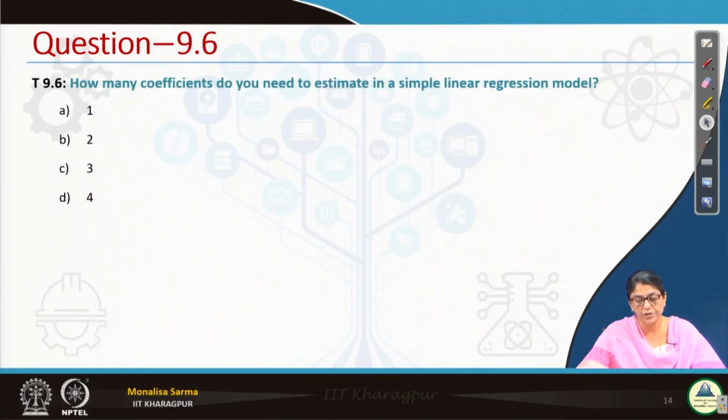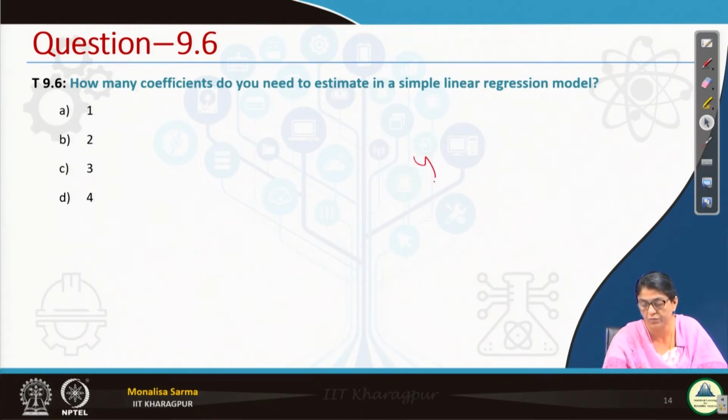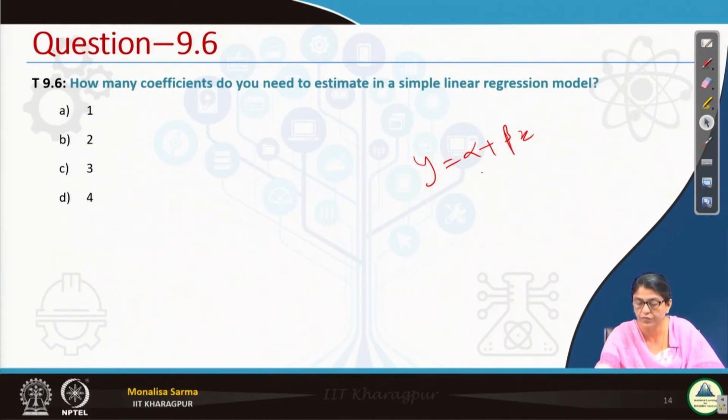And how many coefficients do you need to estimate in a simple linear regression model? What is the expression for a simple linear regression model? Y is equal to alpha plus beta x. So what are the coefficients? The coefficients are alpha and beta. For simple linear regression, we need to estimate two coefficients. Okay.